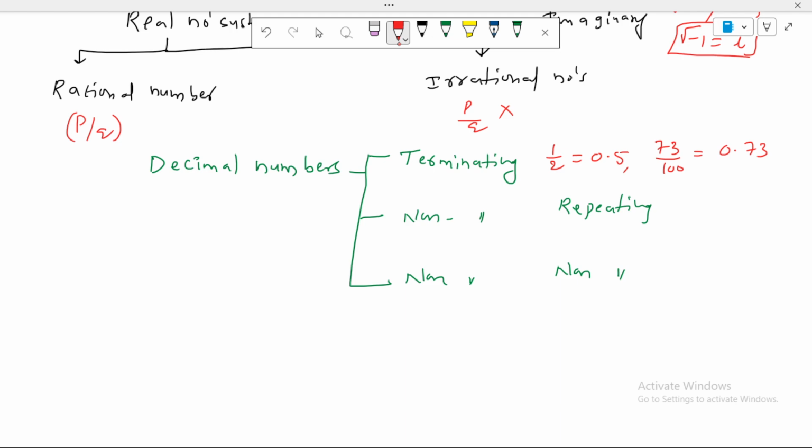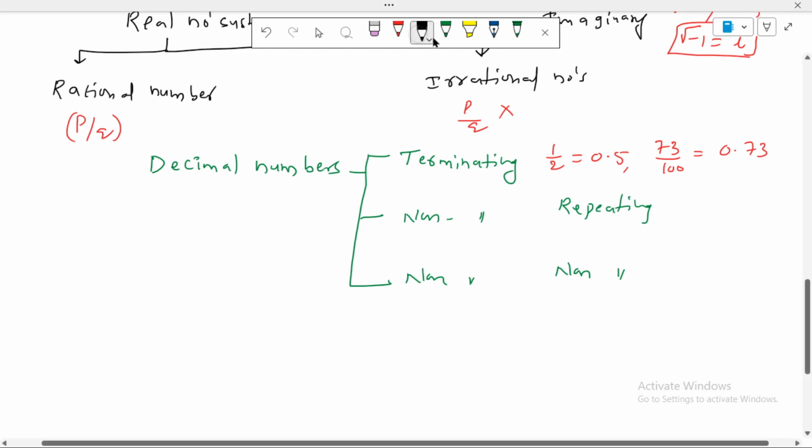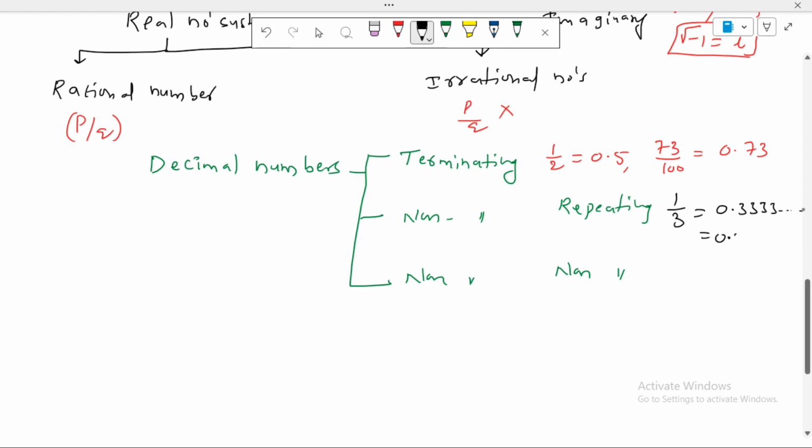Next we have non-terminating, and here again we have two different cases. One is non-terminating repeating, the next one is non-terminating non-repeating. For example, take the value of 1 by 3, which is 0.3333 and so on. Here it is non-terminating but repeating. So 0.333 is also written simply as 0.3 bar.